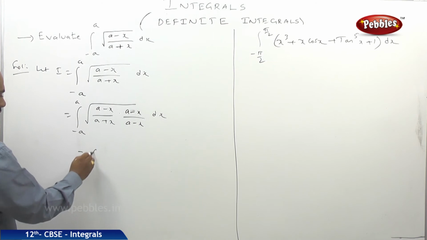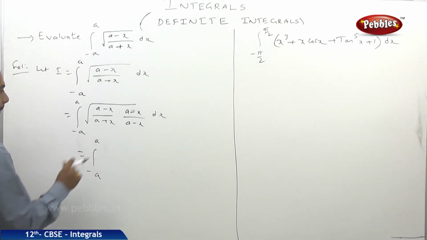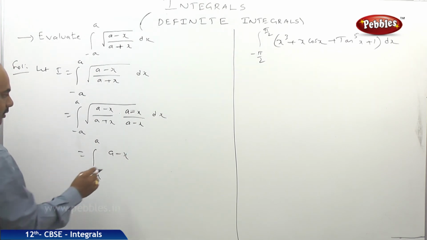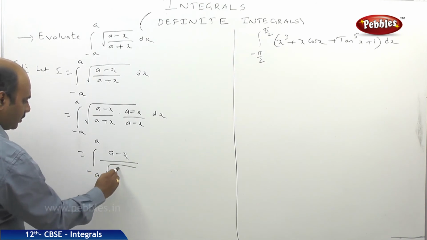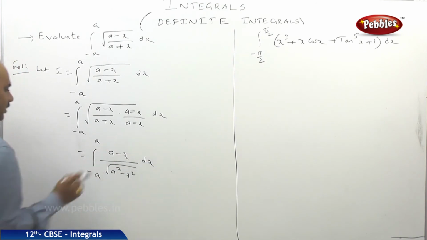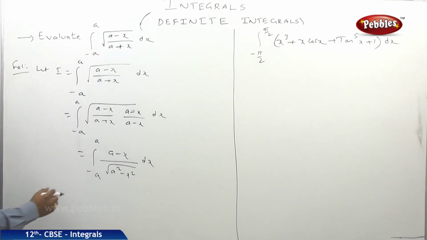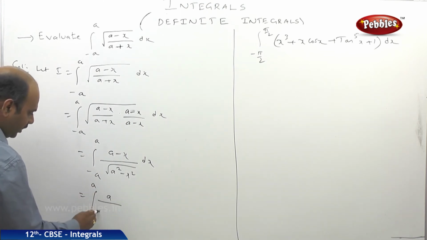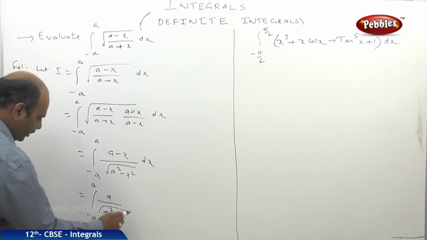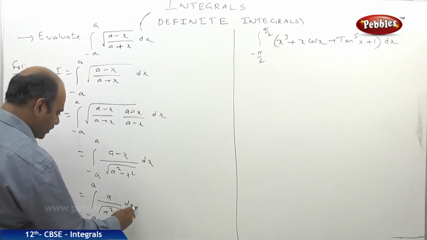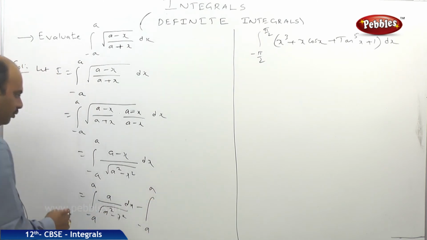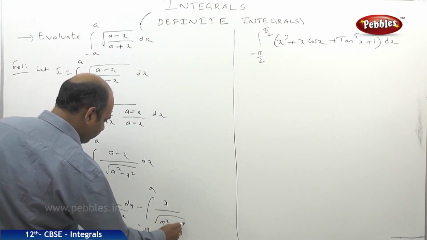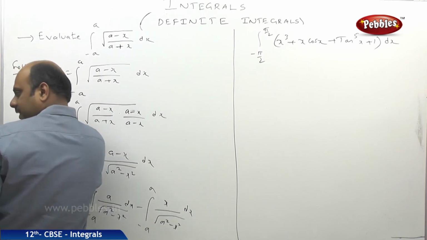So finally, that is equal to integral of minus a to a. Numerator will become a minus x, because under root of a minus x whole square, divided by under root of a square minus x square dx. So finally, if you observe carefully, this same thing can be written as integral of minus a to a upon under root of a square minus x square dx, minus integral of minus a to a, this can be written as x by under root of a square minus x square dx.